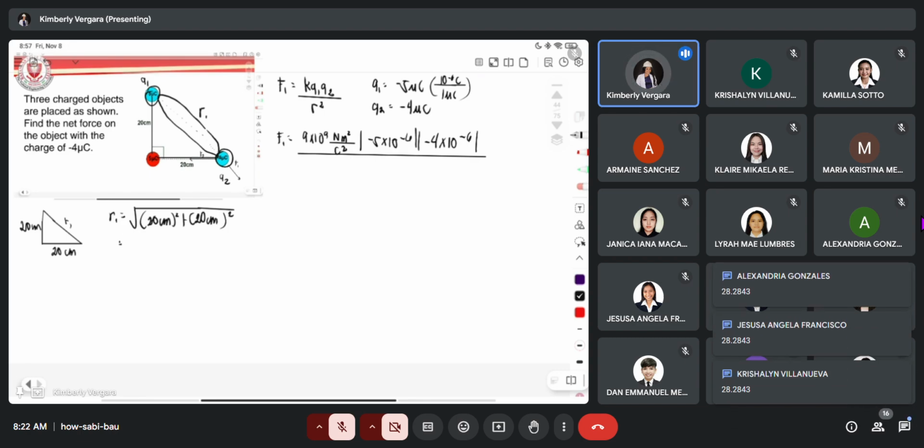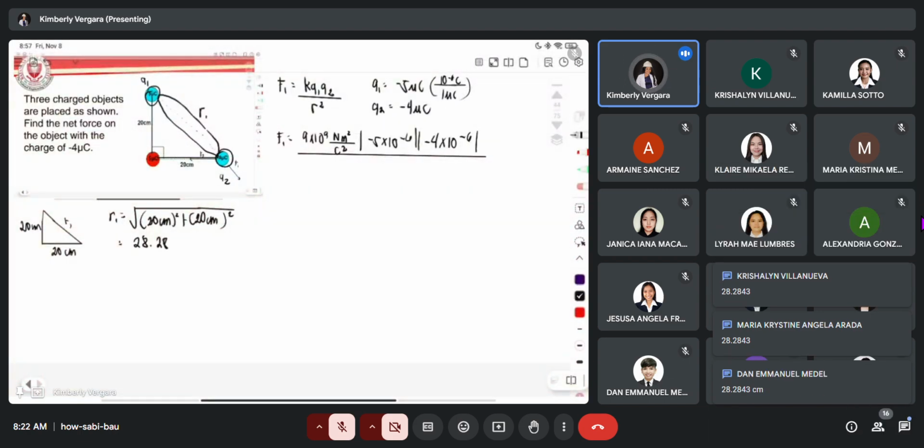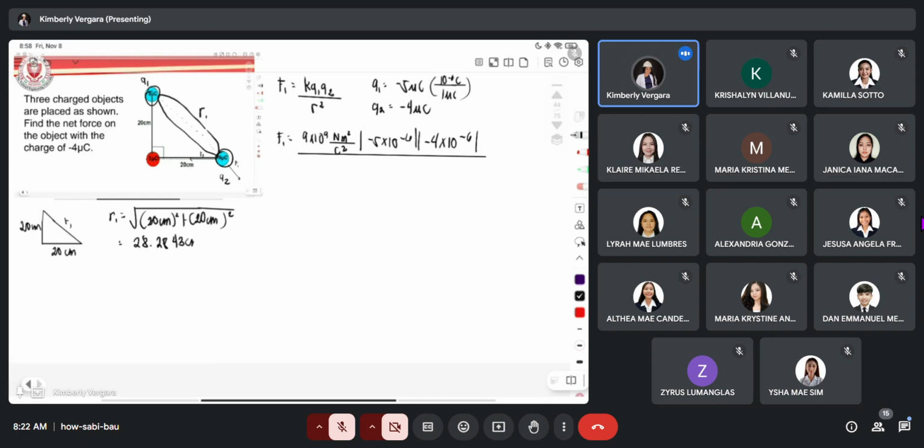Okay. So, same naman po kayo lahat, ano? 28.28. 2843 centimeter. Okay. So, we'll just substitute it in our formula.